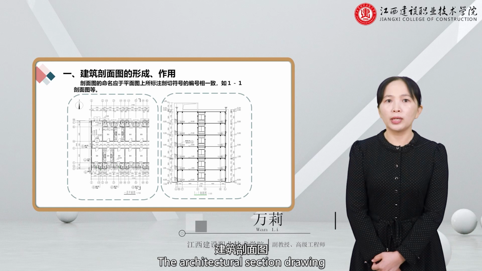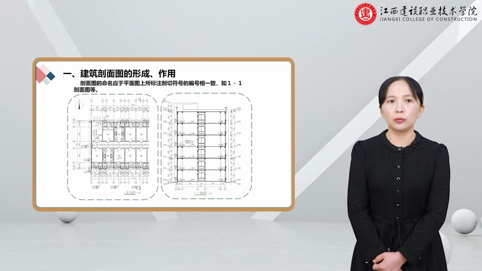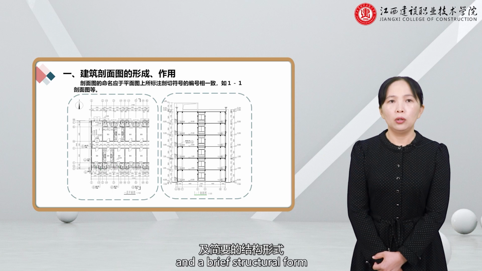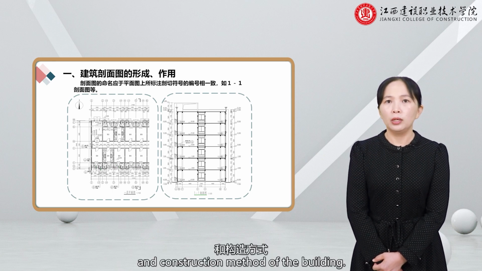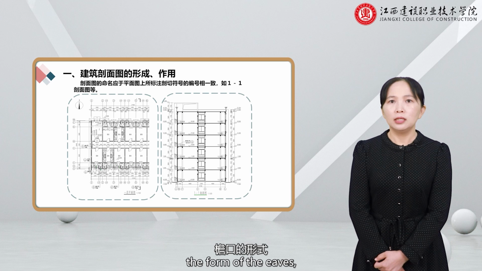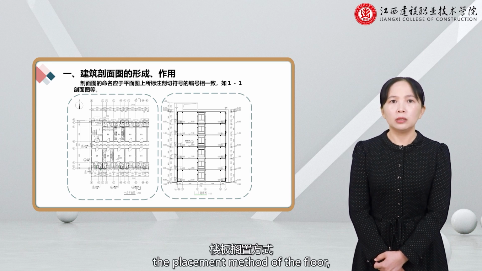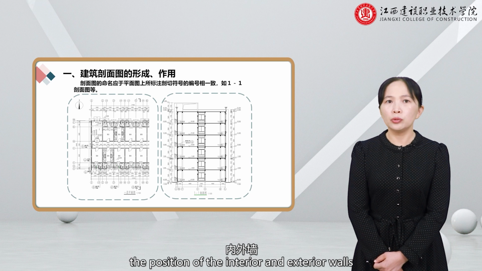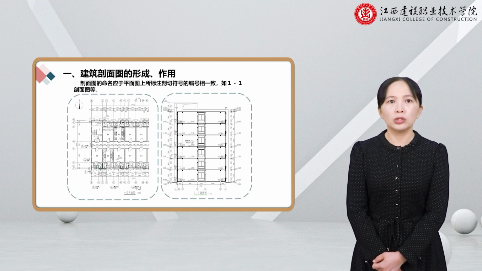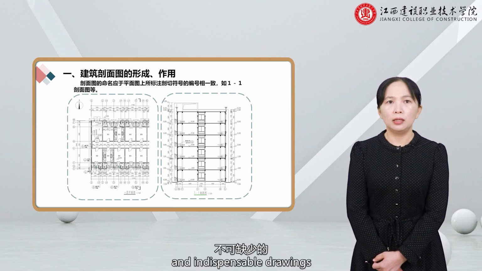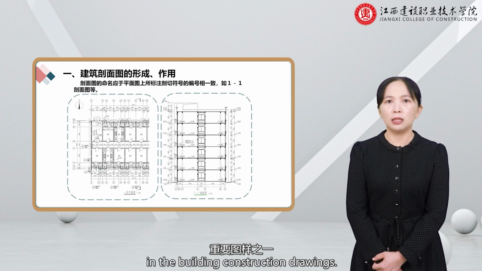The architectural section drawing is mainly used to express the internal vertical height, the floor stratification, and a brief structural form and construction method of the building, such as the form of the roof, the slope of the roof, the form of the eaves, the placement method of the floor, the form of the stairs, the position of the interior and exterior walls, and their doors and windows, the position of various load-bearing beams, and connecting beams, etc. It is one of the important and indispensable drawings in the building construction drawings.